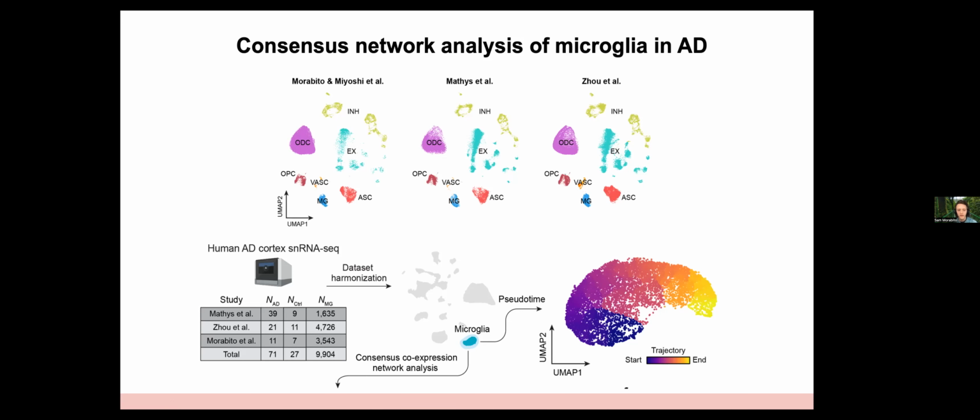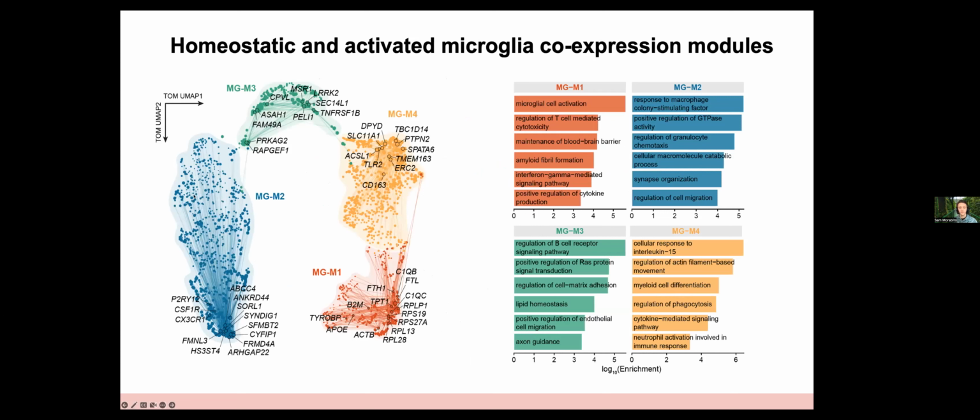So the result looks similar to what we've seen throughout this presentation. We have this module UMAP. We have 4 different modules here. By looking at the hub genes and the GO terms, we can see that MG-M2 is likely a homeostatic module, where we have genes like P2RY12, CX3CR1, CSF1R, and the GO terms correspond to pretty typical microglia behavior like synapse organization, cell migration, etc.